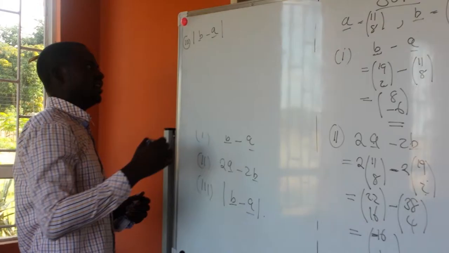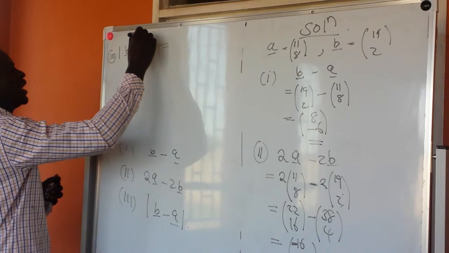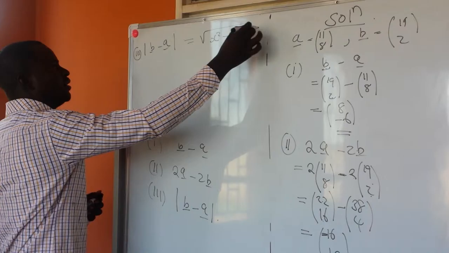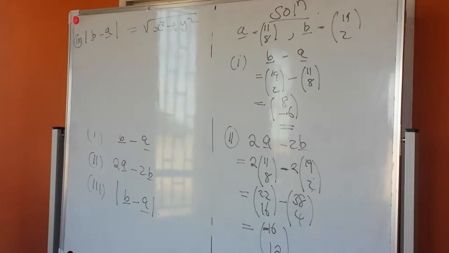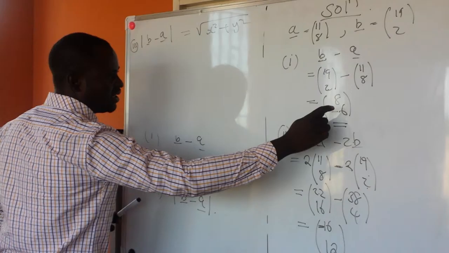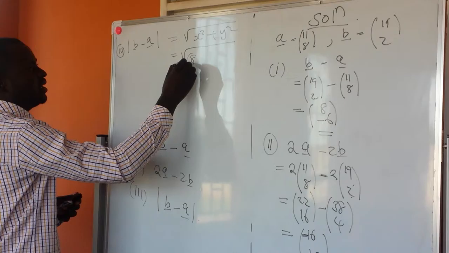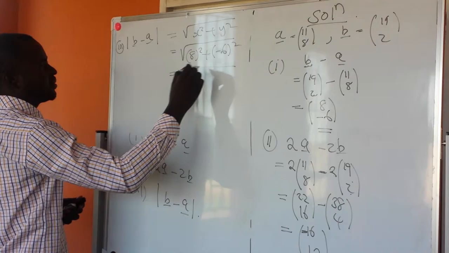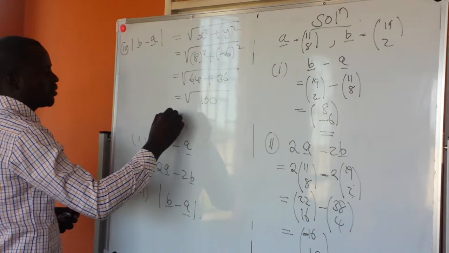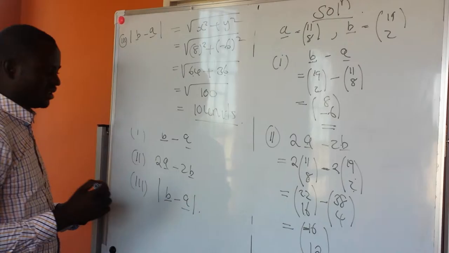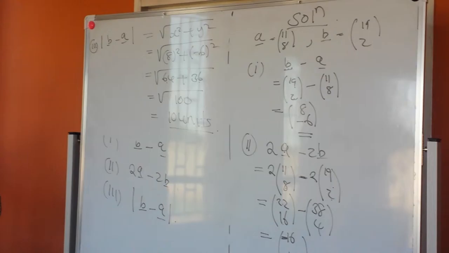And the last part now, they are saying, find the magnitude of this vector, vector B minus vector A. The keyword is magnitude. You can see this line. So put the formula, root of x squared plus y squared. Okay? Now, B minus A, you've already calculated that first, it was (8, negative 6). So this is x, this is y. So square root of x is 8 squared plus y is negative 6 squared. So 8 squared is 64, and negative 6 times negative 6 is positive 36. Square root of 64 plus 36, 100. Square root of 100 is 10 units. So that is it, all about addition and subtraction of vectors.